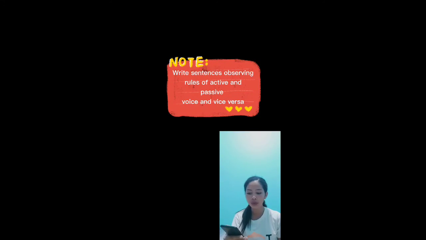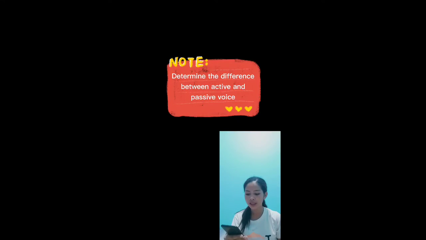Third is applying. In applying, the objective is to write sentences observing rules of active and passive voice and vice versa. The item numbers are 11 to 30. So that's 20 items, and it's 40% of the test. The fourth is analyzing. The objective of analyzing is to determine the difference between active and passive voice. Item numbers 31 to 40. So that's 10 items, and that's 10% of the test.